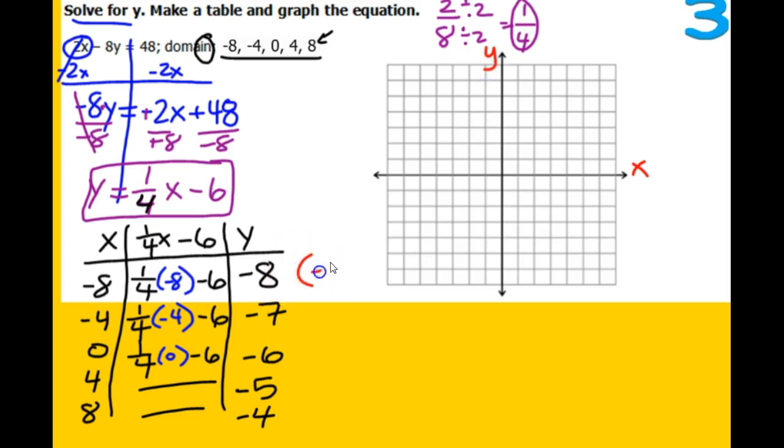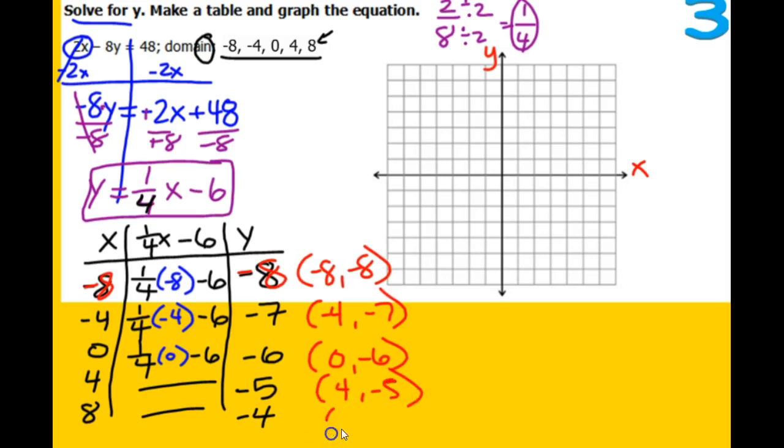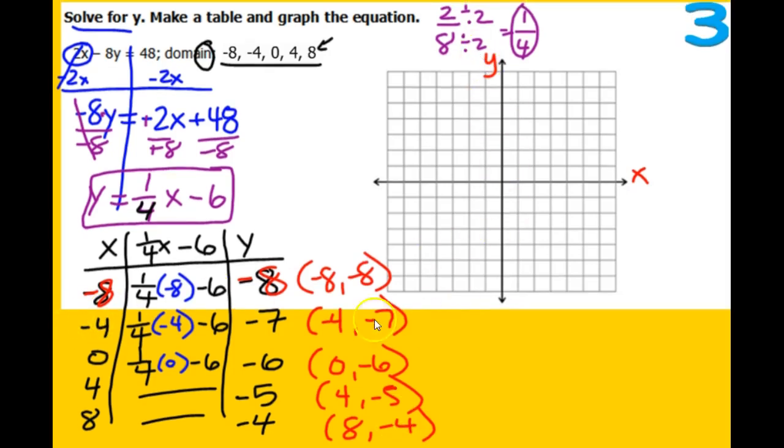So our points here, x is negative 8 and y is negative 8, right here. Then we have negative 4, negative 7, 0, negative 6, 4, negative 5, and 8, negative 4. So let's plot these points. X is negative 8, negative 1, 2, 3, 4, 5, 6, 7. Negative 8 doesn't even fit. Can't even plot that one. So let's go to the next one.